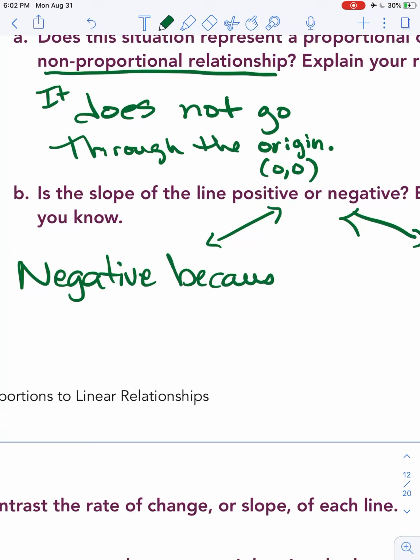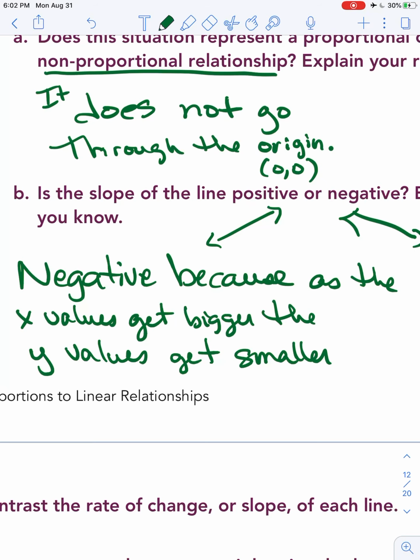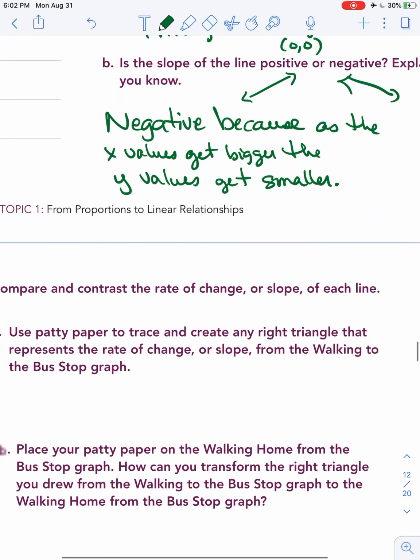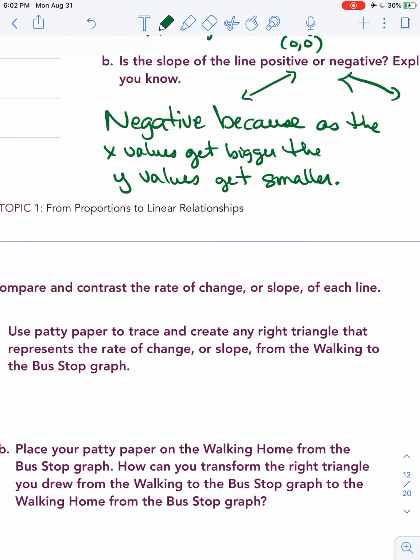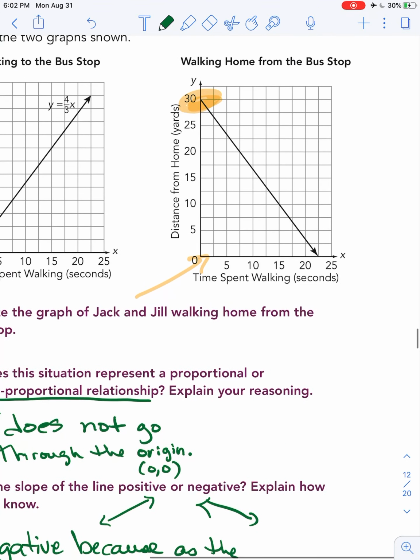because as the x values get bigger, the y values get smaller. And then we're going to do number 3, but I'm just going to use the graph to do number 3.